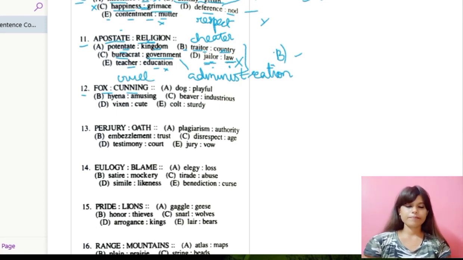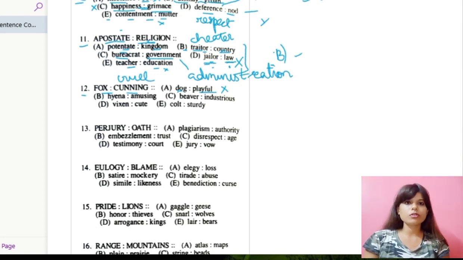And we have to find this kind of an adjective with the animal from the options given below, and the one that suits the best with fox and cunning will be the correct option. Number 1 is dog and playful. Now obviously a dog is always playful. A dog always likes to play with his master, but this won't go.